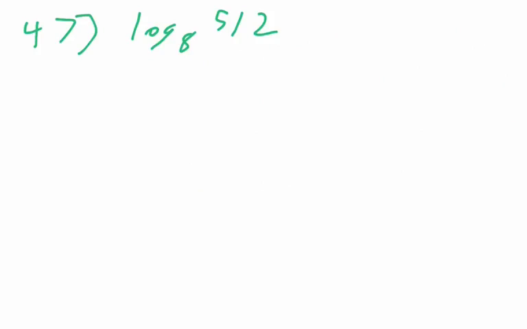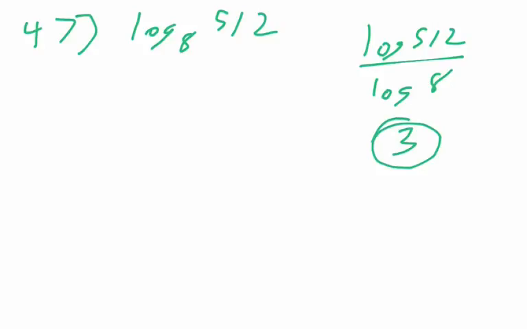If we're doing log base 8 of 512, all we have to do is use the change of base formula. So we have log of 512 divided by log of 8. And it turns out to be a nice even 3 this time around.